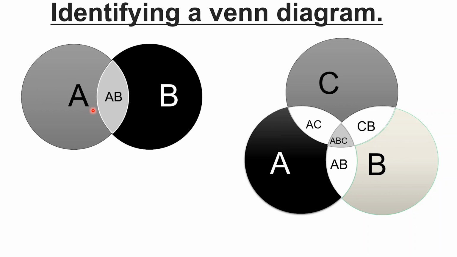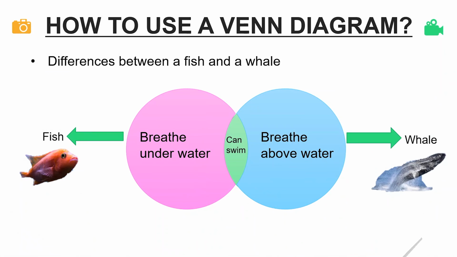Do you know how to use a Venn diagram? Suppose your little brother needs to compare the differences between a fish and a whale. How can you do it? Let's take this Venn diagram. According to this Venn diagram, a fish and a whale are alike in some ways, but they have differences.